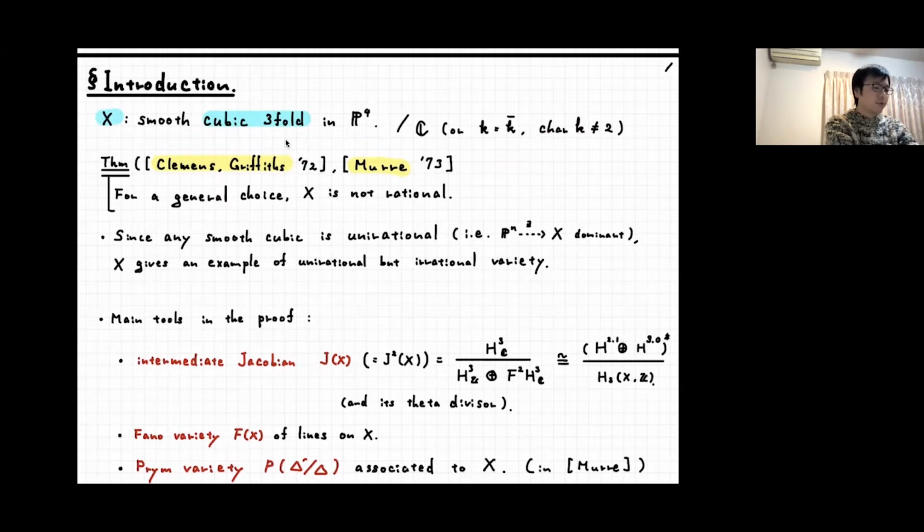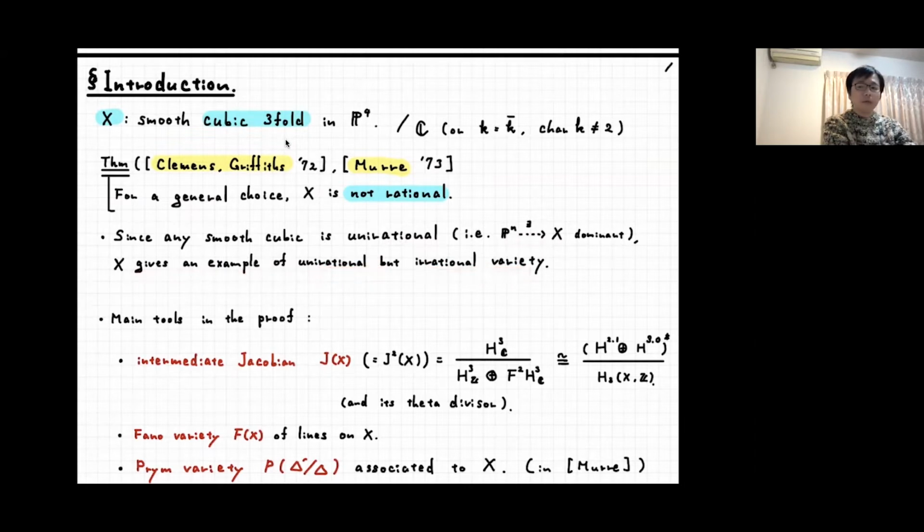Okay, and a very famous and celebrated result by Clemens and Griffiths, or another proof by Murre, is that for general choice, this cubic threefold X is not rational. And since any smooth cubic is unirational, it means that there exists a dominant map from P^n to X. X gives an example of a unirational but irrational variety.